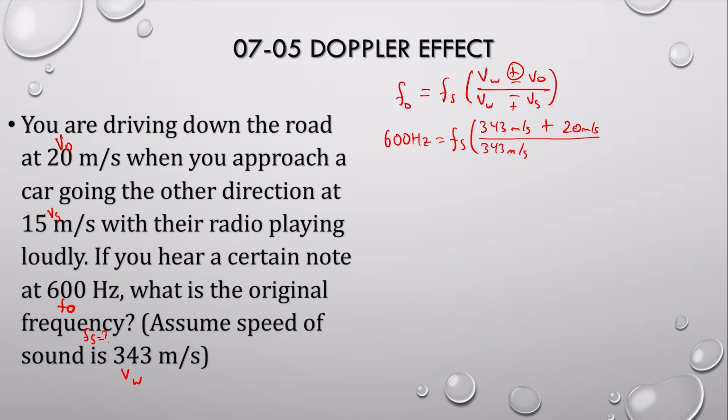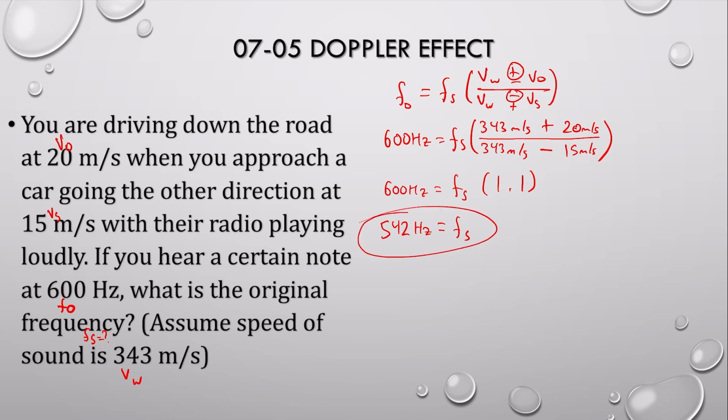The speed of the wave is 343. The source is 15 meters per second. Is it going towards the observer or away? It's approaching, so it's going towards, and we use the top sign. Put that in our calculator. This becomes 1.1, so divide by 1.1, and you end up with 542 hertz for the frequency of the source. Remember, it's coming towards you, so it sounds higher pitched, higher frequency.